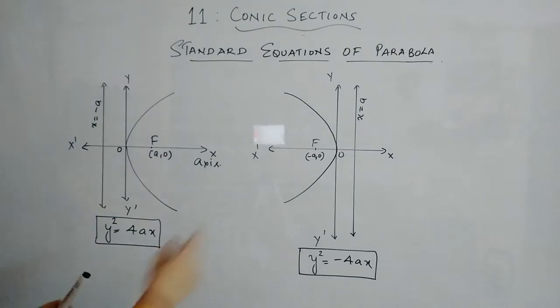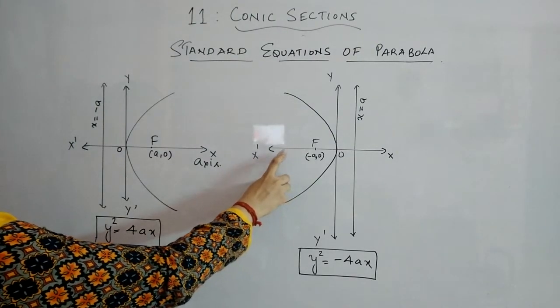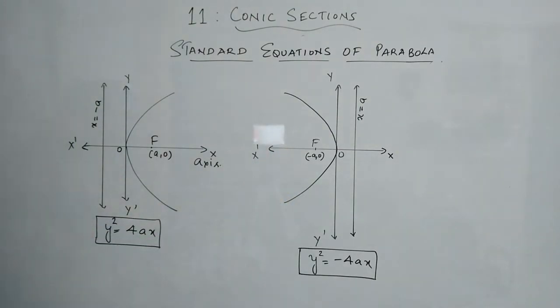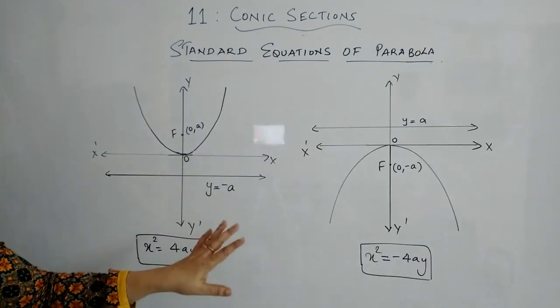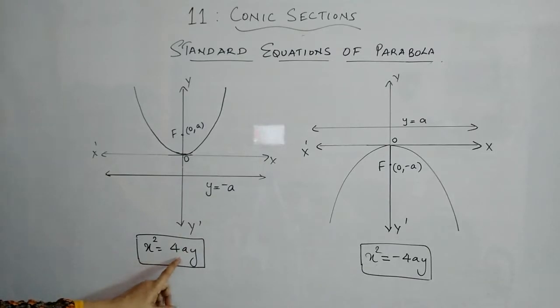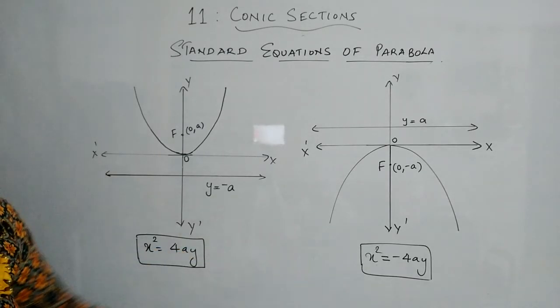And the axis of symmetry is same for this also, that is the x-axis. Vertex is again 0, 0. The other two forms are x square equal to 4ay and x square equal to minus 4ay.